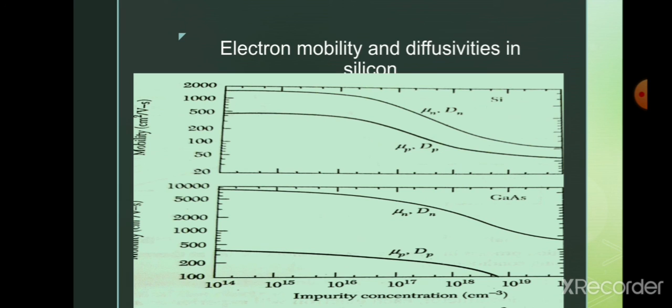The mobilities and diffusivities of silicon and gallium arsenide as a function of impurity concentration have also been shown over here. And this is all that we have to discuss today.